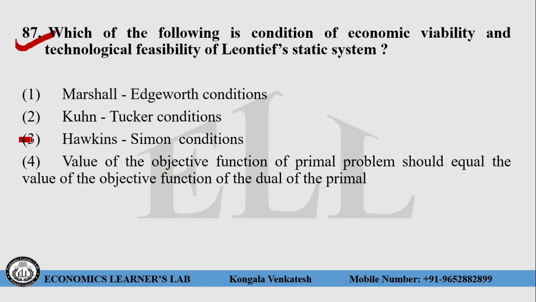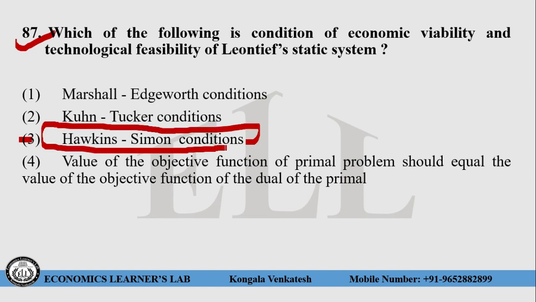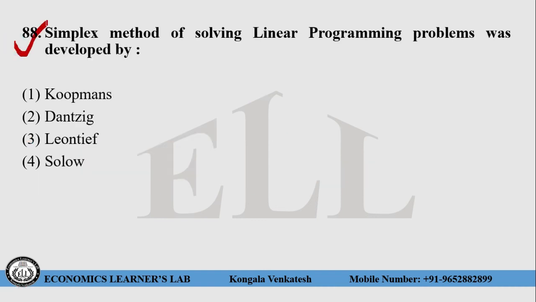What is Hawkins-Simon condition? All primal elements should be positive. That is a Hawkins-Simon condition. So here the right answer for this question is choice number 3. Let us go to the next question. Question number 88. 1 minute time for this question. Try to solve yourself. After that I will do the explanation. Your time starts now.